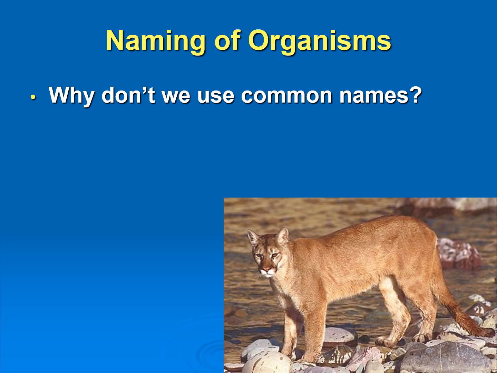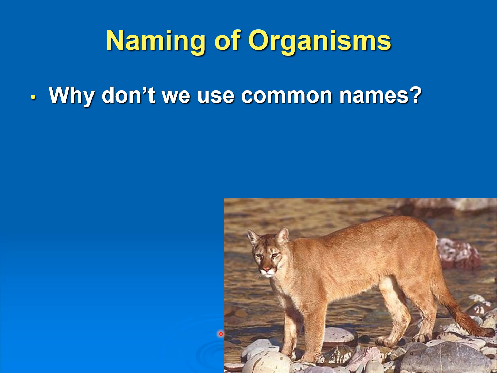So why don't we just use common names when we talk about organisms? It would actually be a lot easier to say the common names, because the scientific names are Latin and usually pretty hard to pronounce. If we take a look at this organism here, maybe I learned it as a cougar, and somebody else learned it as a mountain lion, and in another area of the country somebody else calls it a catamount. And maybe somebody else has learned it as a panther or a puma. So there are a lot of different common names for this particular species.